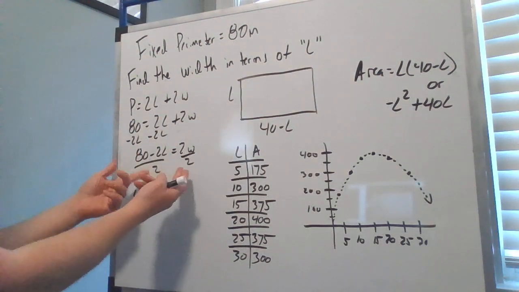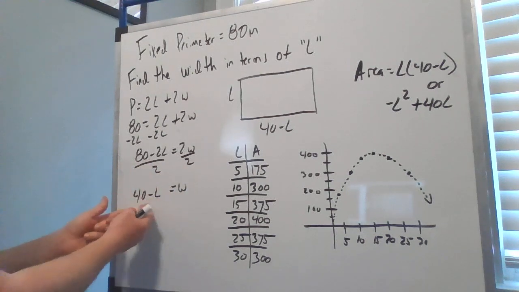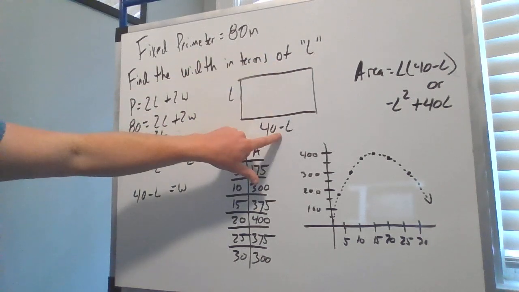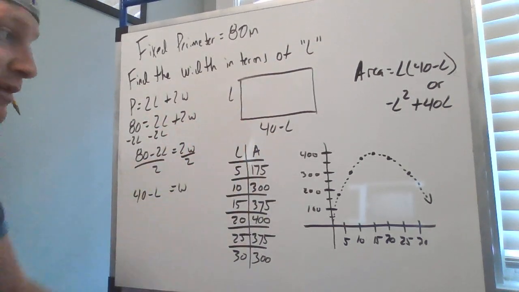Subtract 2L from both sides, divide both sides by 2. My W is equal to 40 minus L. So I have effectively written this in terms of L, okay? Because that's all that I'm showing. That's what it means by in terms of.